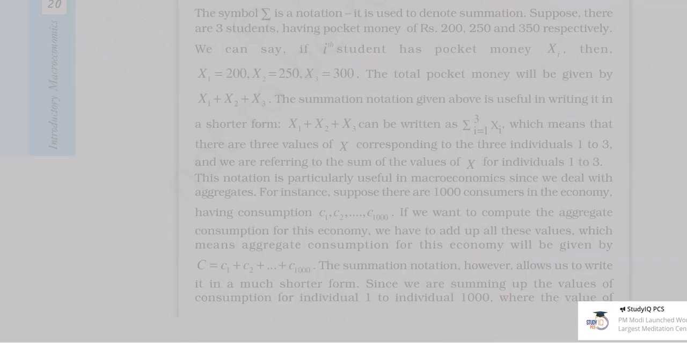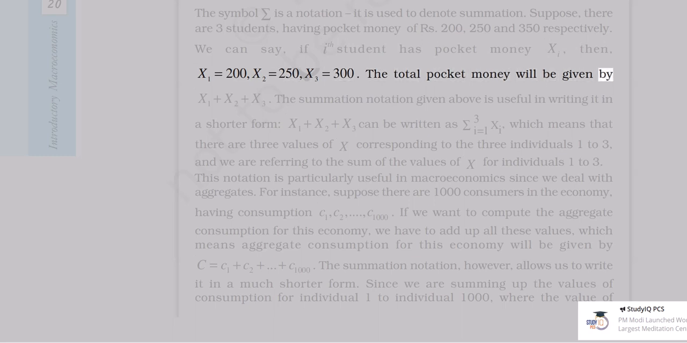Introductory macroeconomics. The symbol Σ is a notation. It is used to denote summation. Suppose there are 3 students having pocket money of 200 rupees, 250 and 300 respectively. We can say if a student i has pocket money x_i, then x_1, x_2, x_3 equals 200, 250, 300.